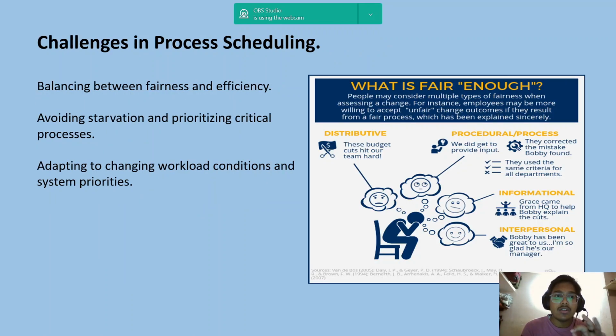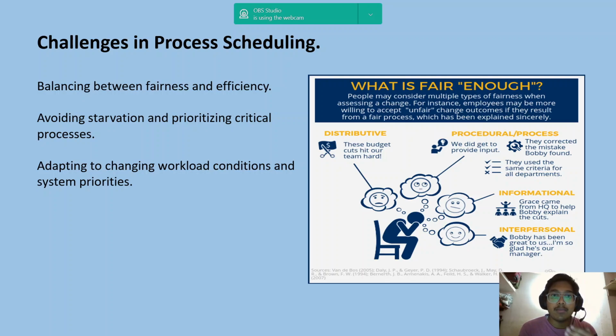Not only that, we are also facing multiple challenges in process scheduling. As engineers, we are facing multiple process scheduling challenges, right? So what problems are we facing? Balancing between fairness and efficiency, right? It should be fair and efficient, or both. We cannot let the other processes starve for execution, right? So we should avoid that. So avoiding starvation and prioritizing.